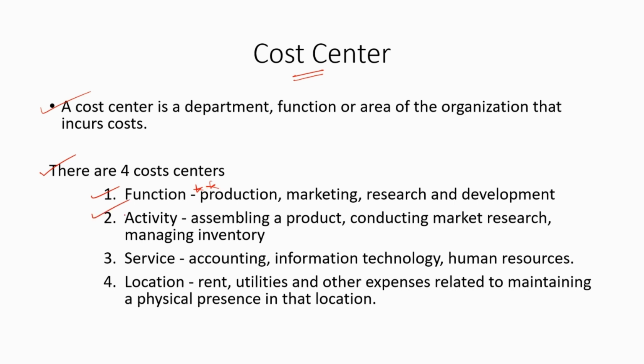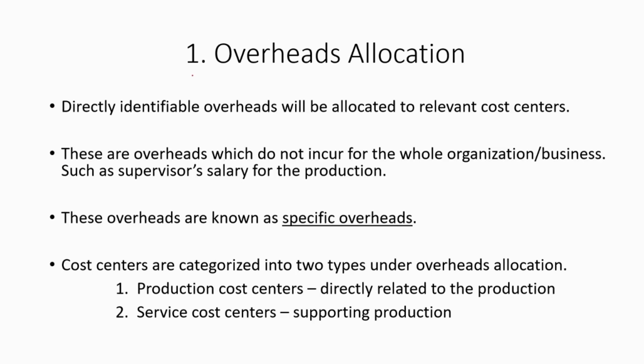Activity: assembling a product, conducting market research, managing inventory. Service: accounting, information technology, human resources. Location: rent, utilities and other expenses related to maintaining a physical presence in the location. The term cost center will be frequently used under the overheads topic. So now let's discuss the first step to calculate the OAR, overheads allocation.